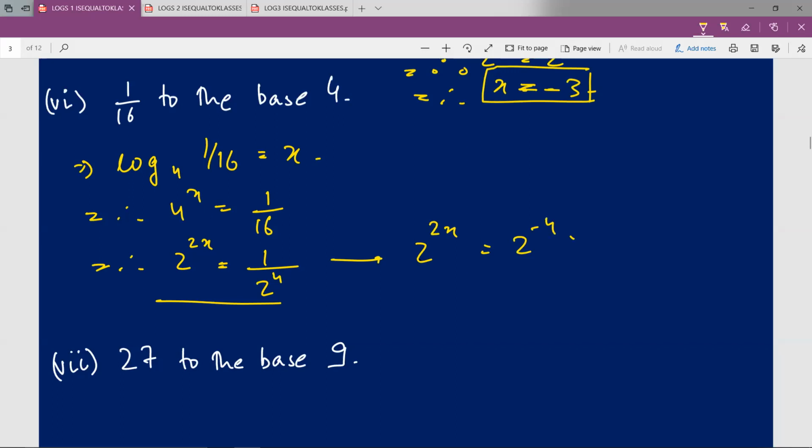So therefore I can write it as 2x is equal to minus 4. Therefore, x is equal to minus 2. Why? Because minus 4, 2 will go to the RHS and be divided by minus 4. And minus 4 divided by 2 will be equal to minus 2. So thereby, this is the answer to the sixth subpart.